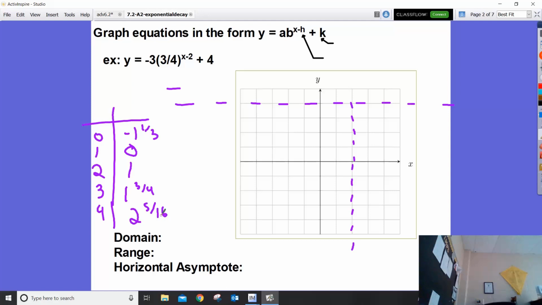To the right, 1, up nothing. To the right, 2, up 1. To the right, 3, up 1 3/4. To the right, 4, up 2 5/16. Zero is -1/3.